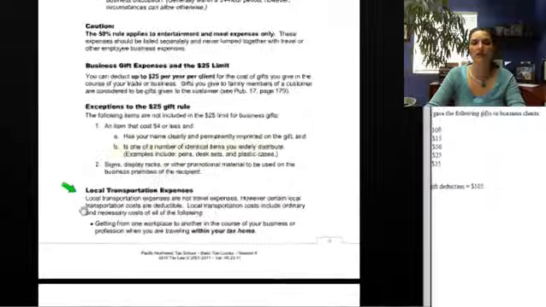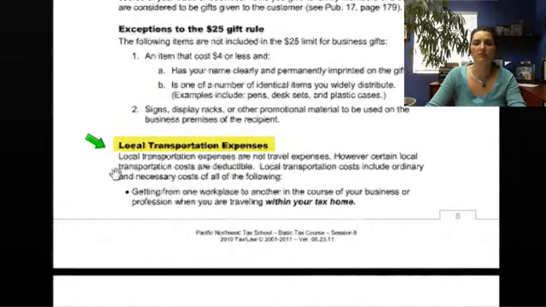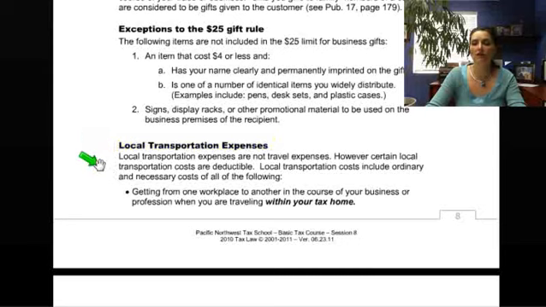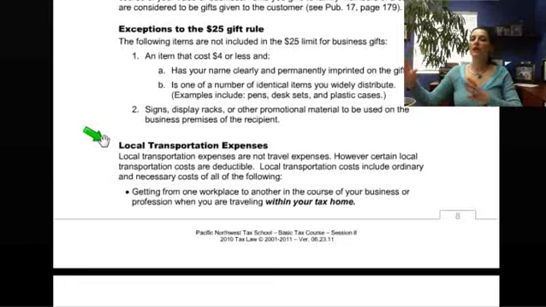Moving on to the next topic, local transportation expenses. Local transportation expenses are not travel expenses. However, certain local transportation costs are deductible. Local transportation costs include ordinary and necessary costs of the following: getting from one workplace to another in the course of your business or profession when you are traveling within your tax home. So earlier in our lecture today, we were talking about travel expenses away from your tax home, and those are deductible if you can show that you're going away from home on a temporary basis. But local transportation expenses generally are not deductible unless you meet these separate tests.